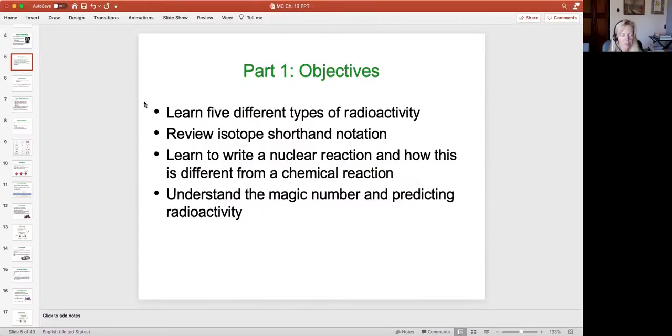Here are our objectives for today. We're going to learn the 5 different types of radioactivity. We're going to review isotope shorthand notation, which you learned in Gen Chem 1, but you may have forgotten it. We're going to learn the difference between writing a nuclear reaction and writing a chemical reaction. And then we're also going to look at this thing called the magic number and how we can use that to predict radioactivity. So let's start with isotopes.